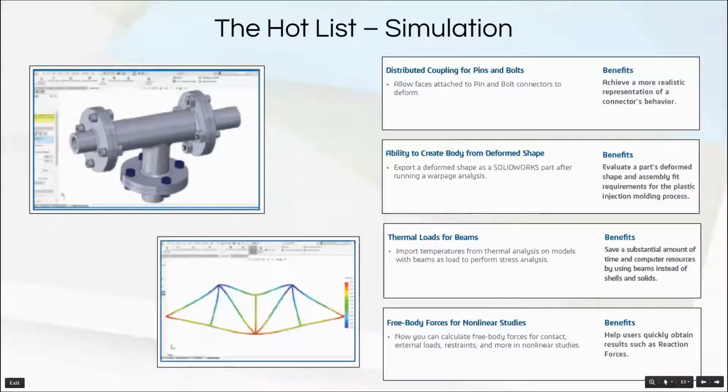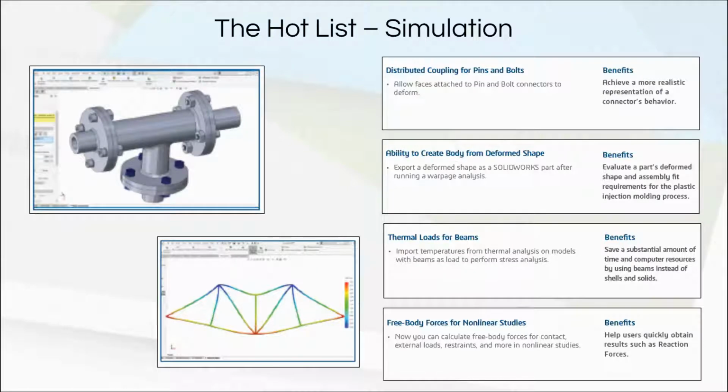All right, so in simulation, we get a few new cool enhancements that are worth talking about. Number 1, the distributed coupling for pins and bolts. We can now have all the faces that are involved with bolts and fasteners involved in our study. Before, those were just fixed and the study would work around them as best as possible, but it wasn't 100% realistic. So this is just one more degree of realism in your actual studies in SOLIDWORKS Simulation, where you can have all of those faces for pins and bolts interacting in your simulation study.